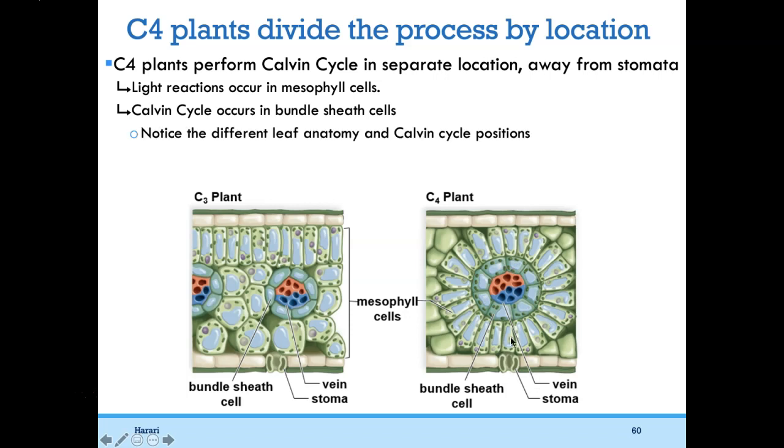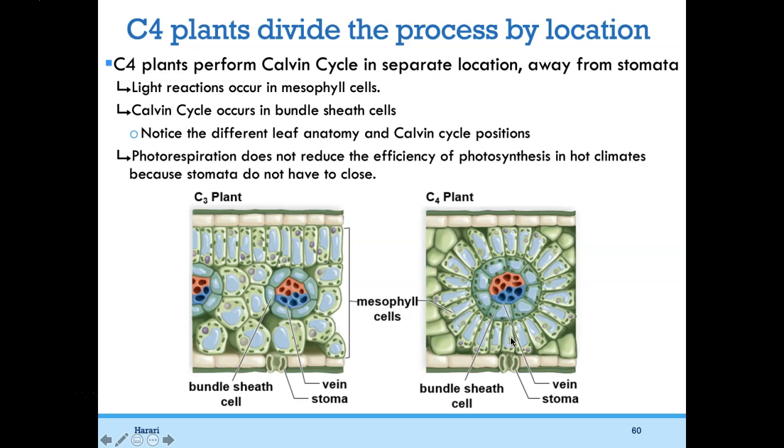So photorespiration cannot occur. Right? When it's hot out, the stoma can still be open, and we can still get CO2 in and oxygen out. So photorespiration will not reduce the efficiency of photosynthesis in a C4 plant. So notice how the different arrangement of the cells allows for different adaptations in the plant.